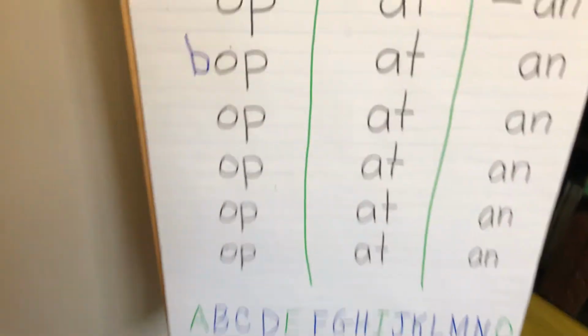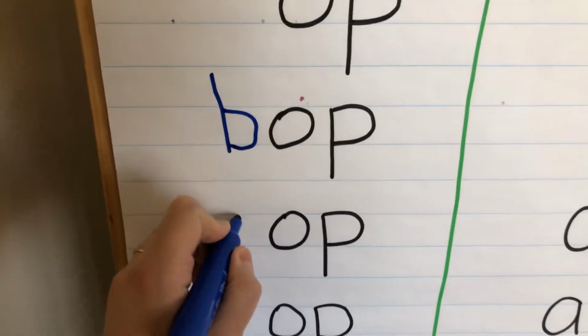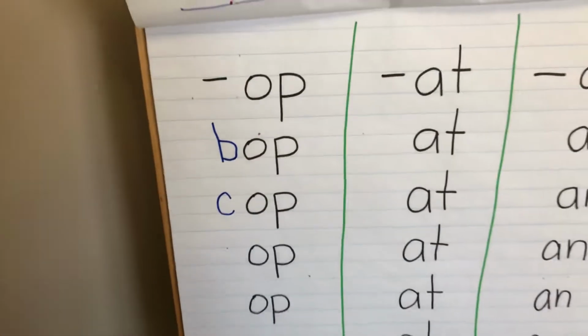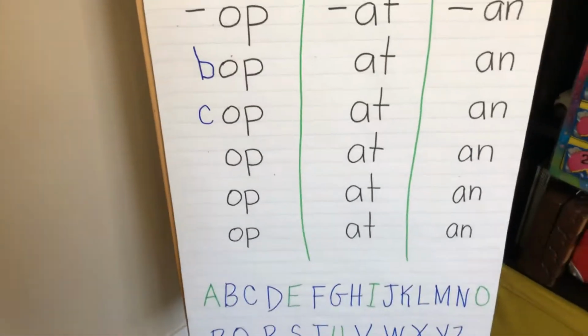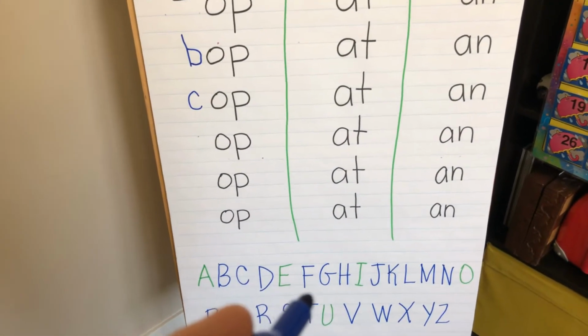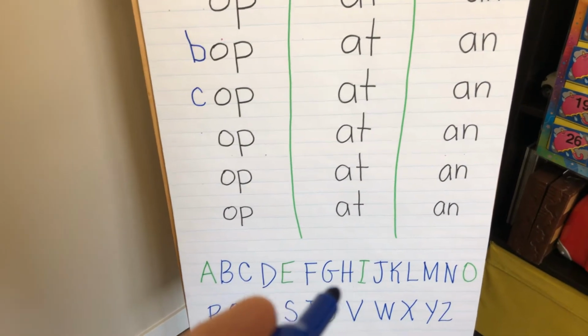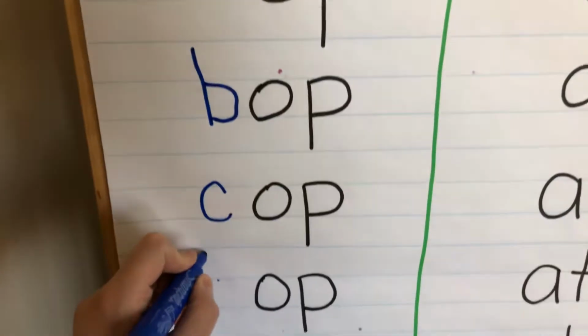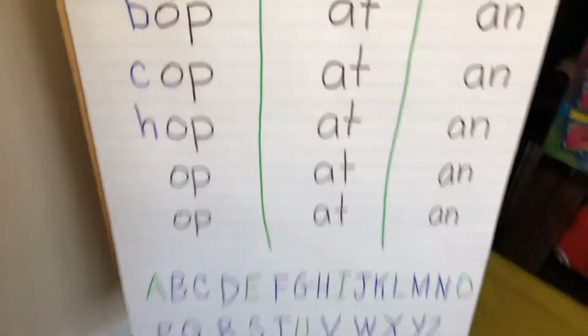So can we put a C here? K-op, cop. Is that a word? Yep. And then we could go to D, D-op, not really a word. F, fop, gop, hop. Oh, hop is a word, so let's put an H there. Hop. And then keep going.